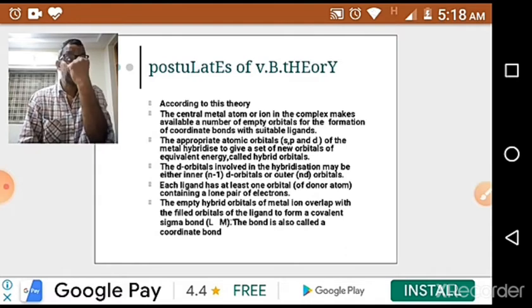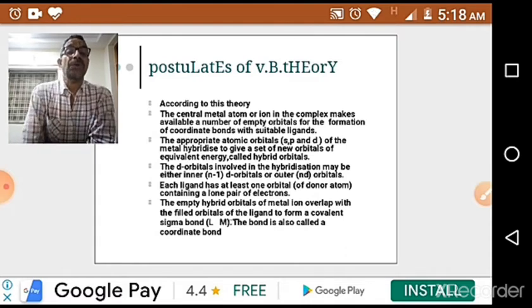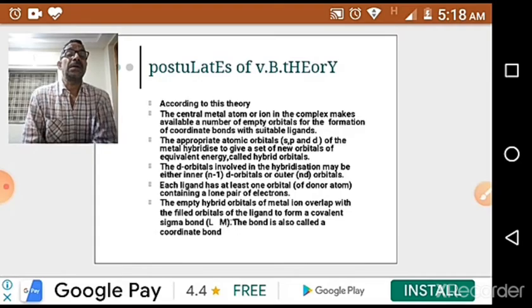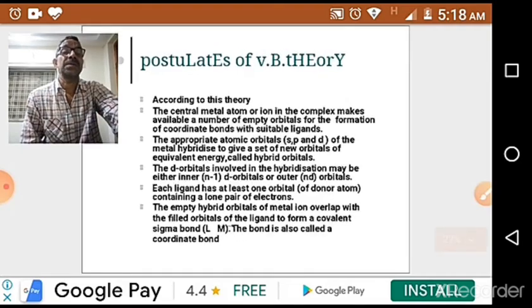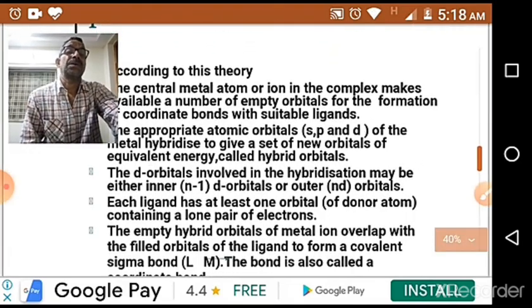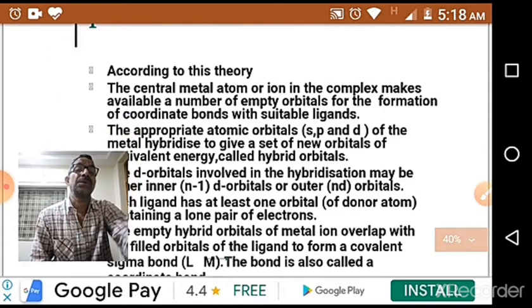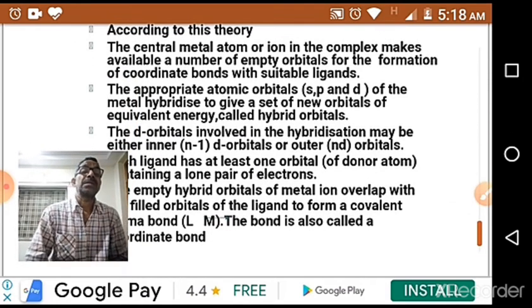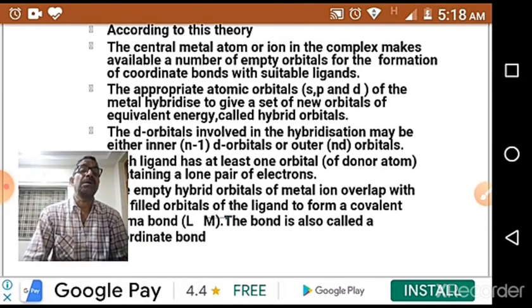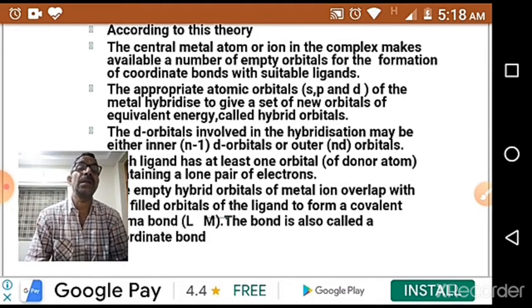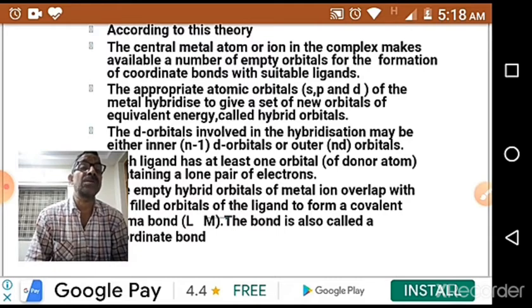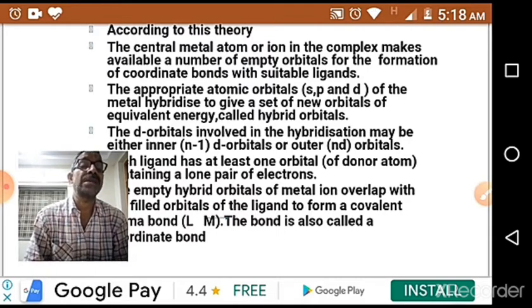So we have to understand the coordination compounds. We have to know all these points. We'll discuss one by one. So according to this theory, the central metal atom or ion in the complex makes available a number of empty orbitals for the formation of coordination bonds with suitable ligands.